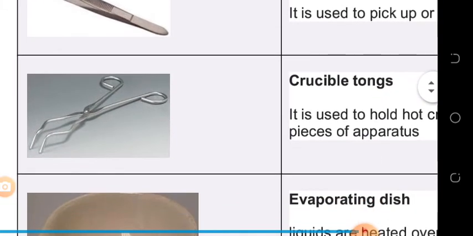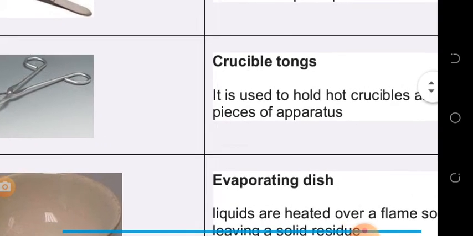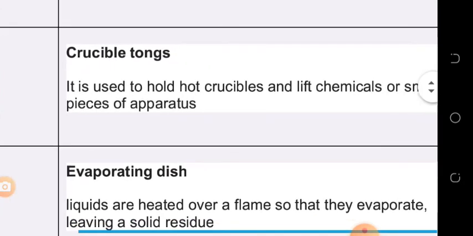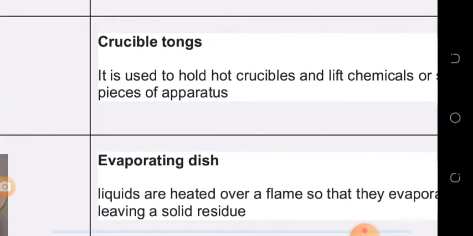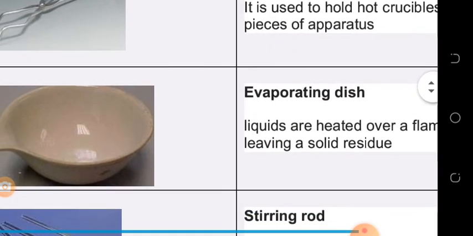Another important apparatus is called the crucible tongs, or pair of tongs, which is used to hold hot substances, hot crucibles, and to lift chemicals or pieces of apparatus which are mostly very hot. So that one is very important. You cannot pick the apparatus or any other substance or heated metal which is hot with your hands.